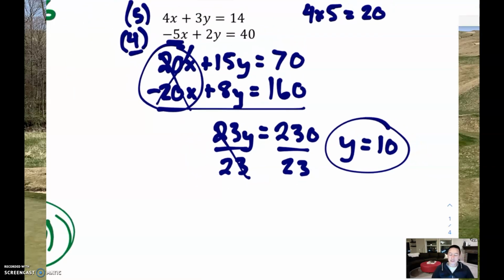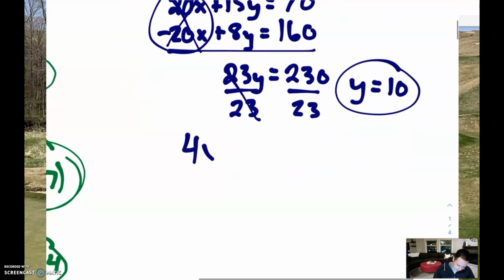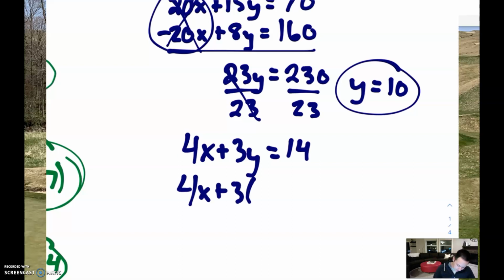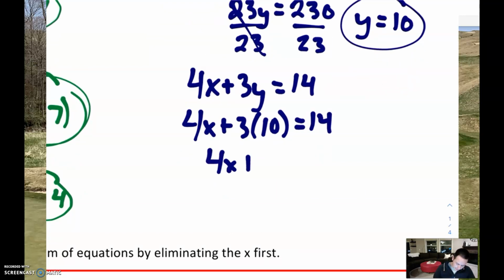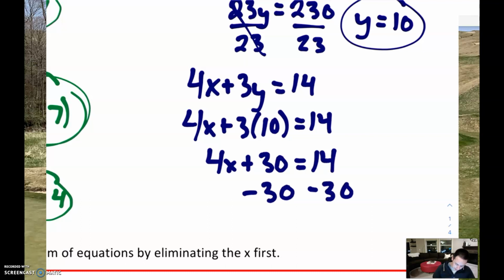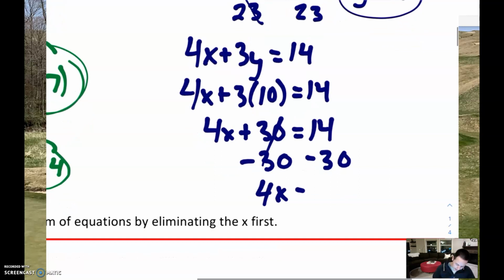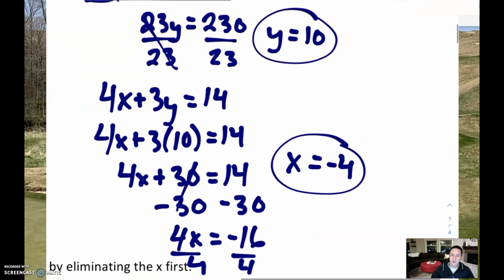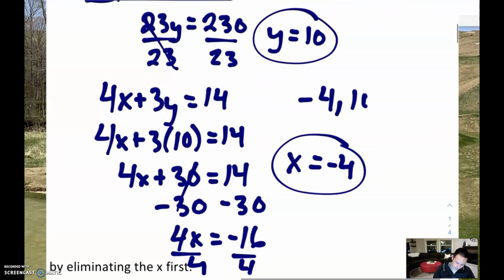If you want to solve for x, which I know you do, pick the top one or the bottom one. I'm going to pick the top. So we have 4x plus 3y equals 14. We know that the value of y is 10, so let's substitute that. And then just simplify and solve. And again, I'll do this pretty quickly because I don't think you need much of my help anymore. So we get 4x equals negative 16, and finally if you divide by 4, we get an x value of negative 4. So our final answer: negative 4 and 10.